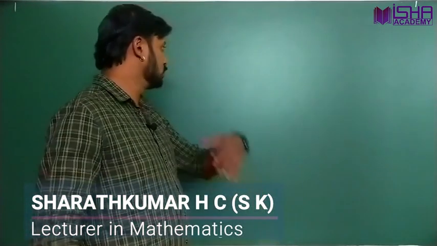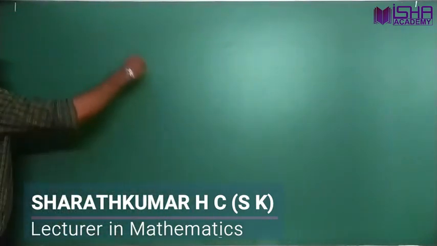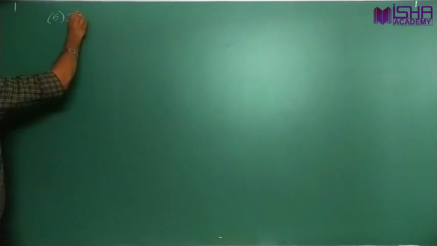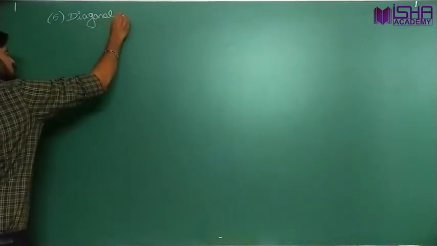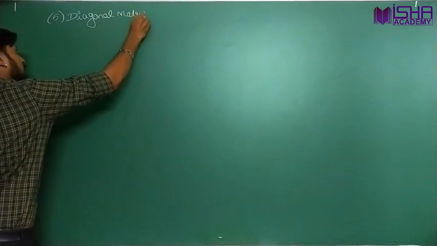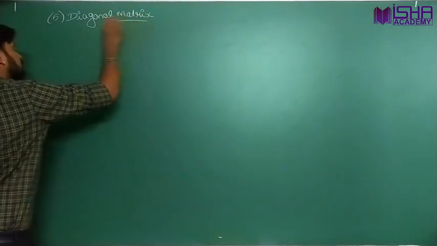So in this class we are going to study the remaining types of matrices and let us do some exercise problems. So here, the next, fifth type of matrix, is a diagonal matrix. So what do you mean by a diagonal matrix?